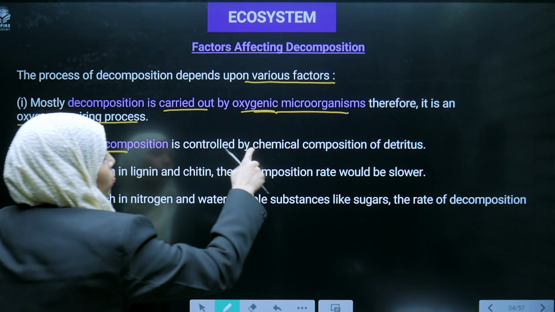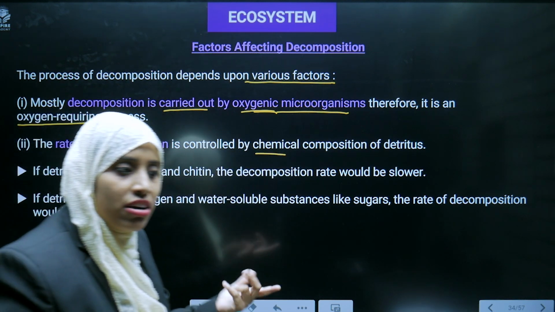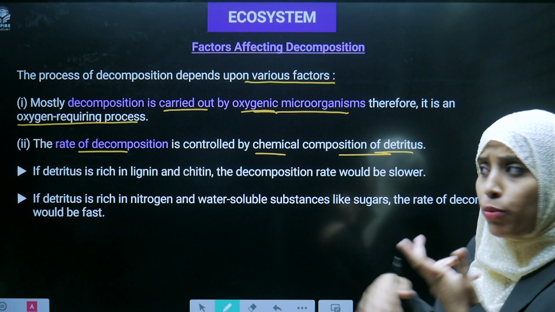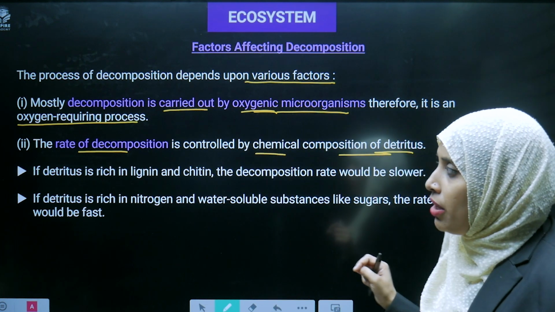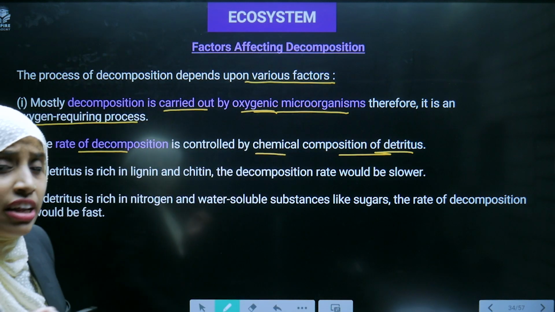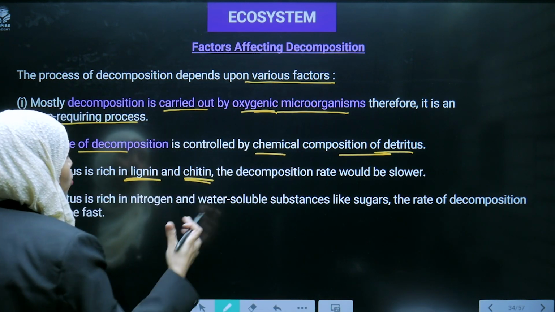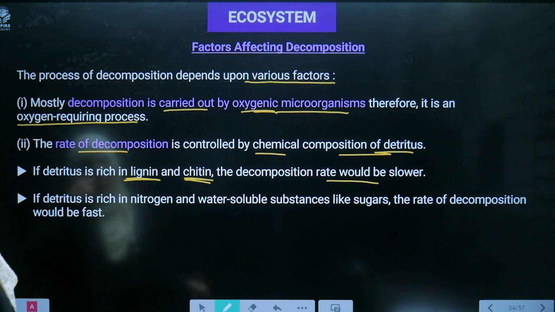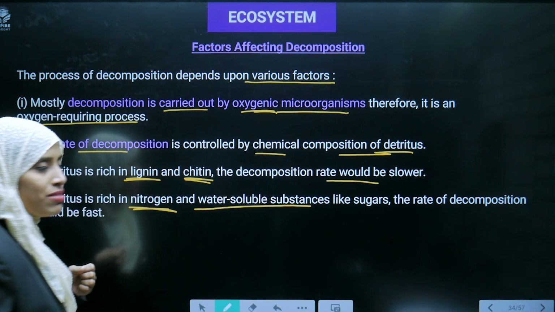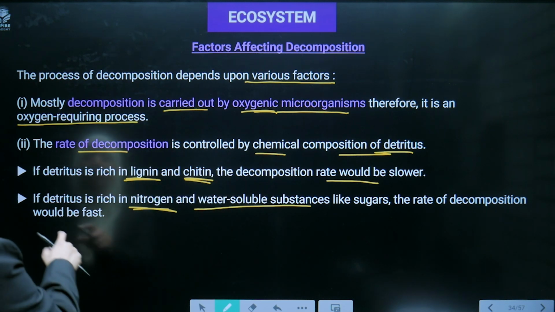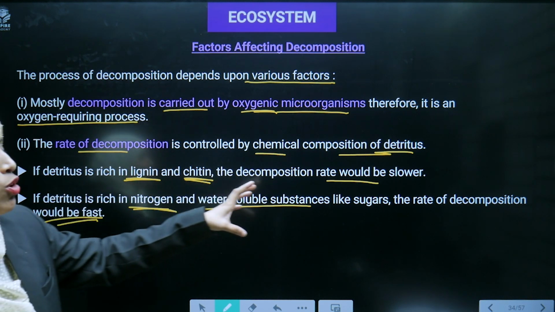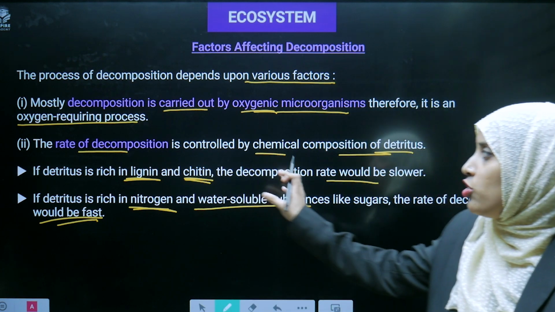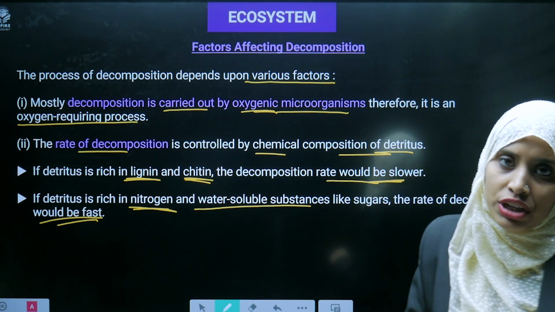Now the rate of decomposition is controlled by the chemical composition of the detritus. Detritus is the dead matter, dead plant, dead animal, flower, stem, whatever it is. The rate of decomposition will depend on the composition of the detritus. If the detritus is rich in lignin, chitin, suberin, decomposition will be slower. But if the detritus is rich in nitrogen and water soluble substances like sugar, the rate of decomposition will be fast. Lignin, suberin, chitin are difficult to decompose, so the process becomes slow.